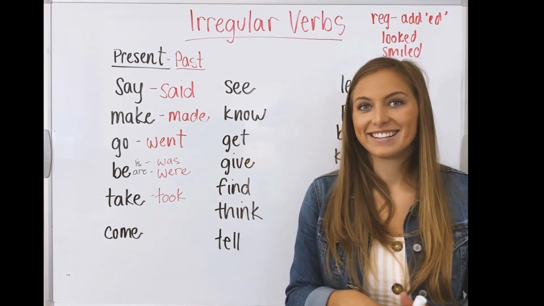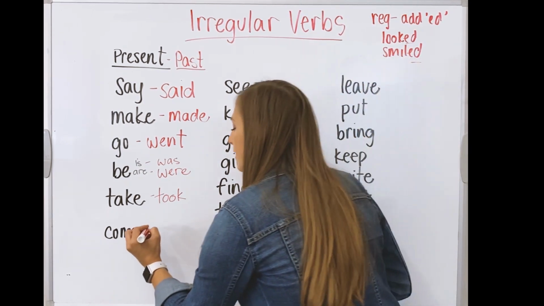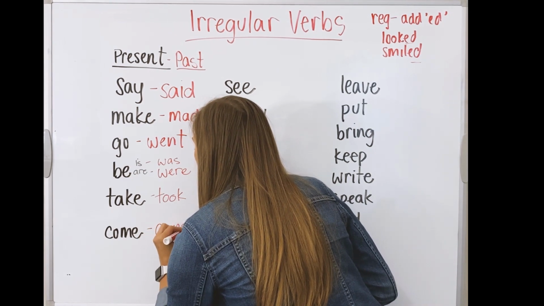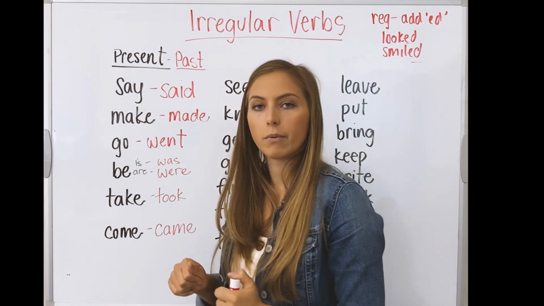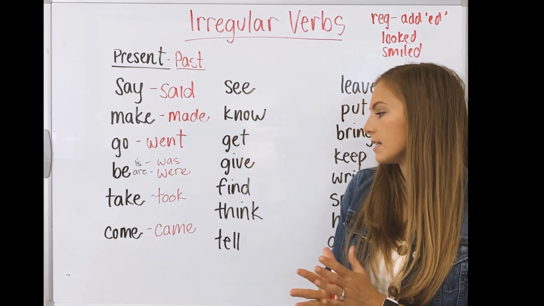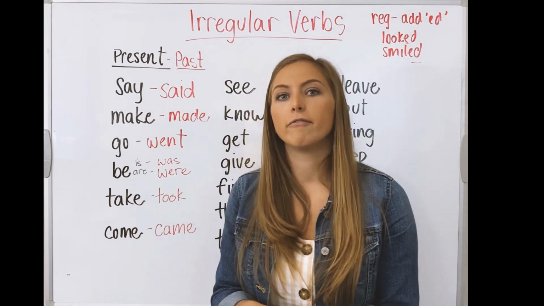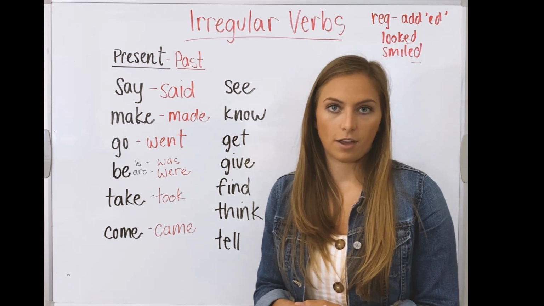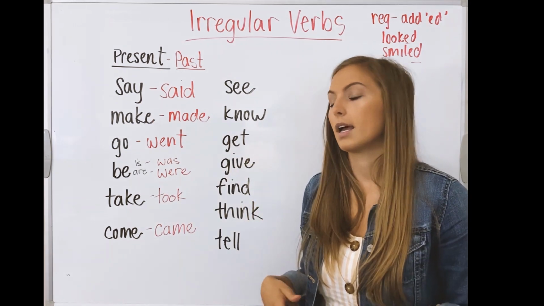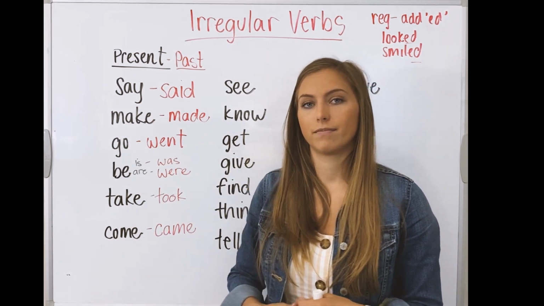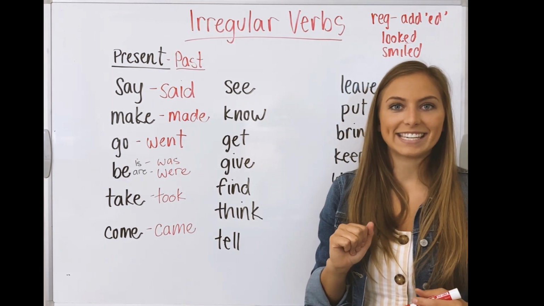All right, next, let's see, come. The past tense of come is came. Came. All right, so let's think of an example for came. Last year, I came home from vacation on a Saturday. Last year, when I went on vacation, I came home from vacation on a Saturday. Came.